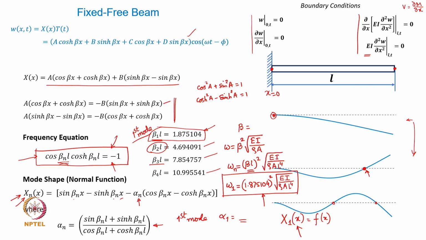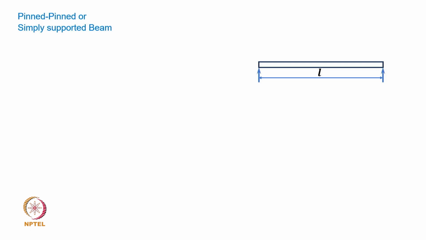So it's a bit mathematically more involved as compared to the first two continuous systems that we discussed, the stretched string and a longitudinally vibrating bar. The other example here, we will not go into the entire detail of how this is obtained, but following the previous case of the fixed free beam, you can now look at a pin-pinned or a simply supported beam.